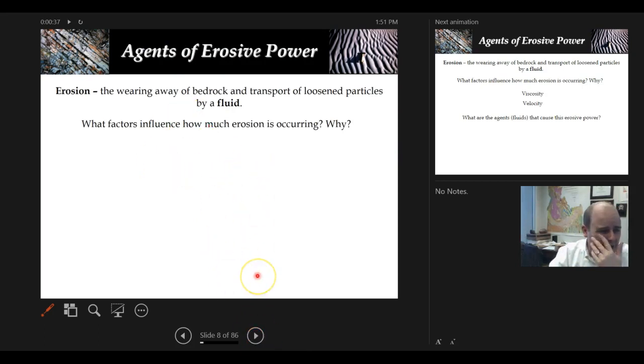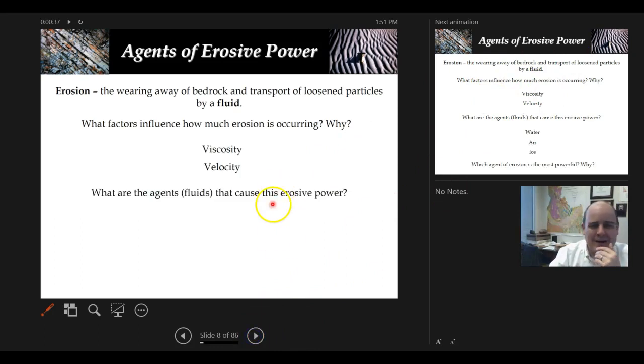Now, what factors will influence how much erosion is occurring, and why? That's a good question. It really comes down to viscosity and velocity. Okay, I paused it for a second because I needed to get something. But what is viscosity and velocity? Most people understand what velocity is. It's a rate, right? It's basically the distance you travel over a certain time period. So with faster moving material, like water flowing over soil, there's an easier chance to pick up that material because of the energy included within the velocity.